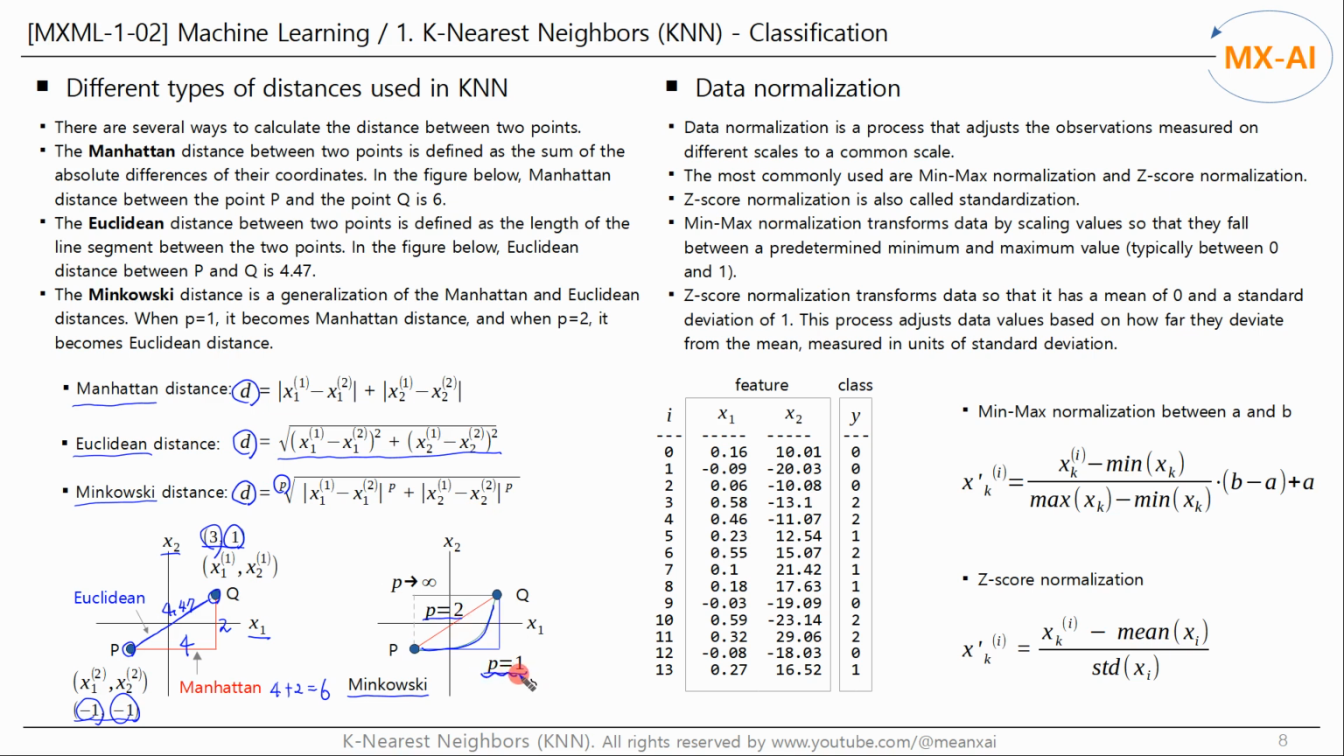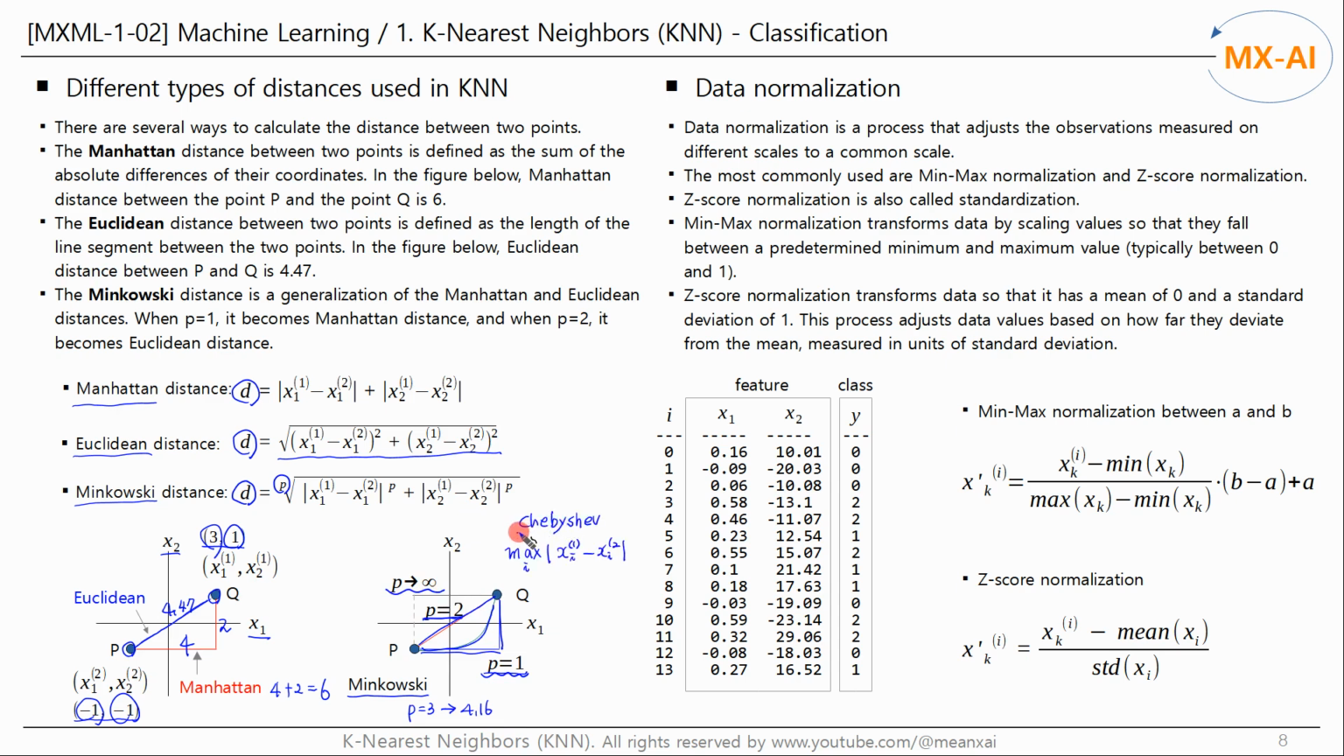If P is set to 1, it becomes Manhattan distance. And if P is set to 2, it becomes Euclidean distance. When P is 3, this distance is 4.16. If P is infinite, this becomes Chebyshev distance.